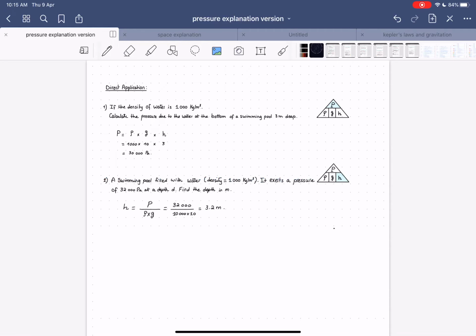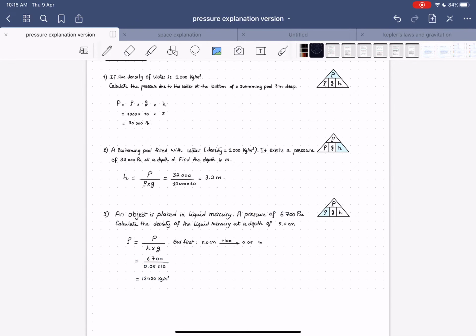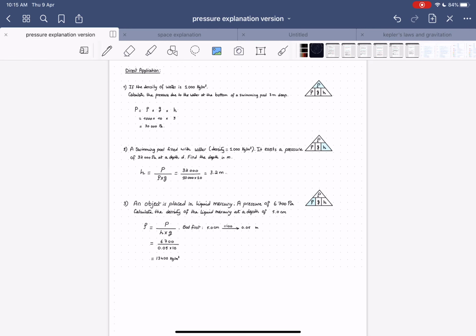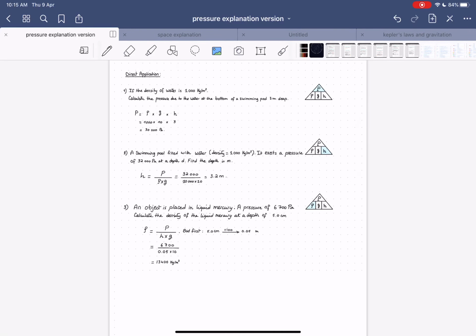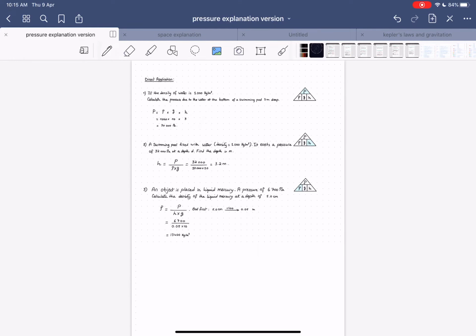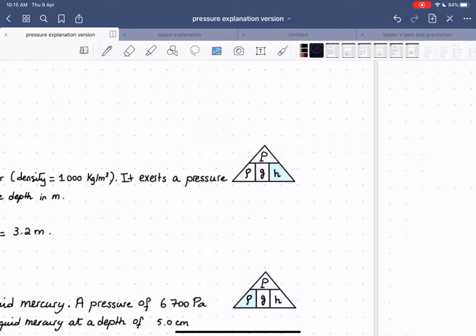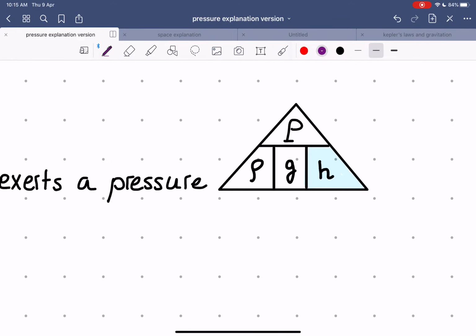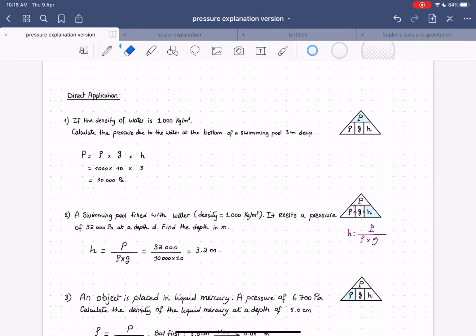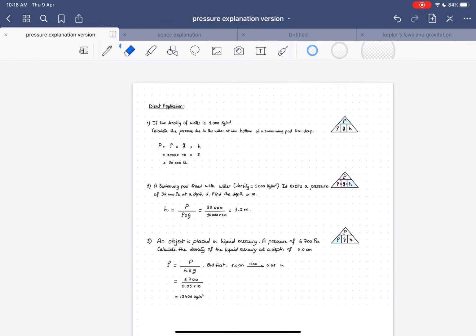Direct application. I'm not going to go through them. You can pause the video and just make the direct calculation. It's by simply rearranging the formula every time. Let me take this one as an example. As you can see, if I want the height, it's going to be equal to P divided by, because this is the division and that's the multiplication, so it will be P over rho times g. That's the formula, and then you just apply the rule and you get the answer.